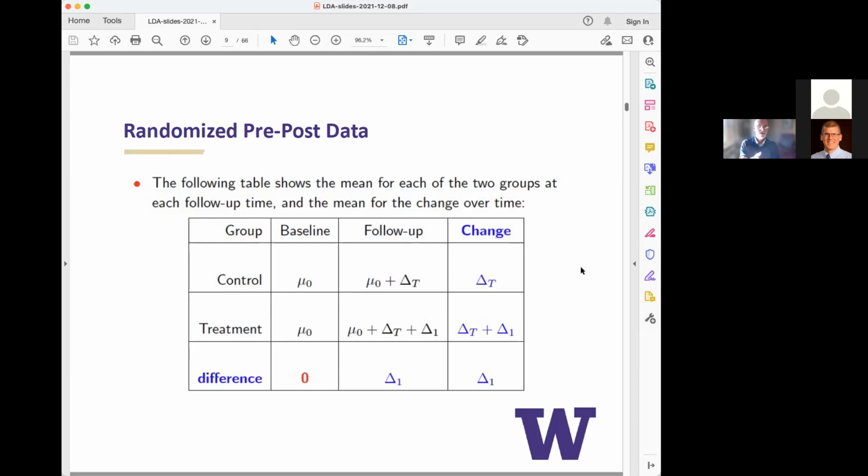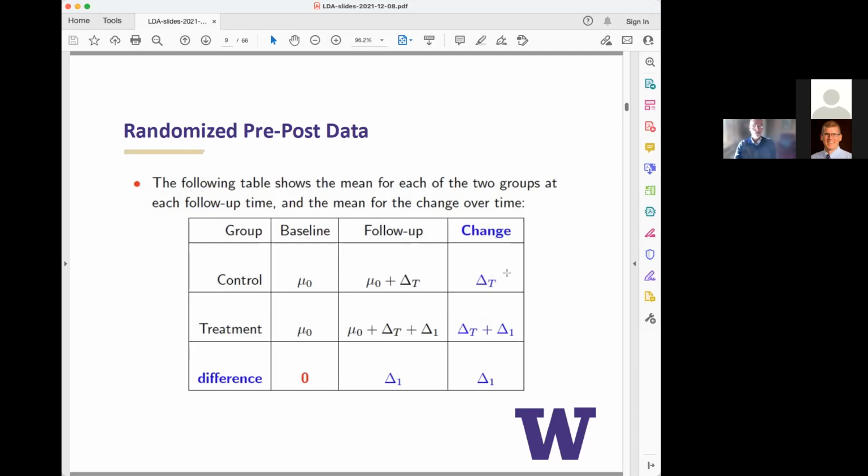Notice this also says the thing we really care about is delta 1. What do we want to blame on treatment? We can see that in the vertical comparison at follow-up between treatment and control group. If we simply subtract the change in the treatment group and subtract away the change in the control group, we'll see delta 1, that fundamental treatment comparison.